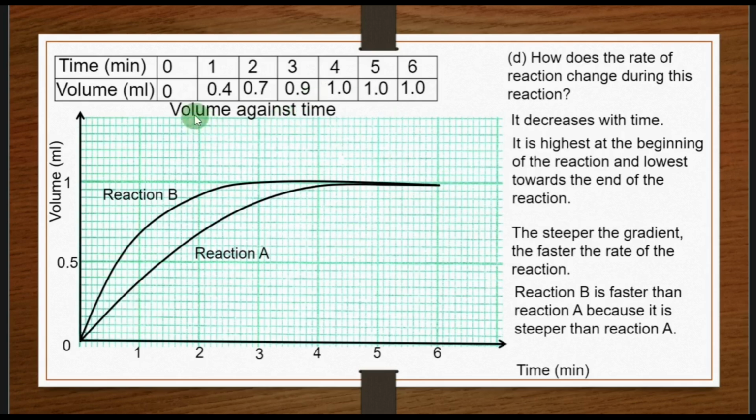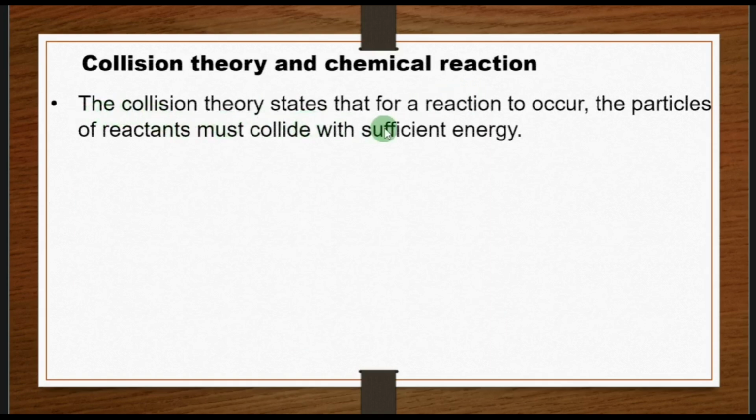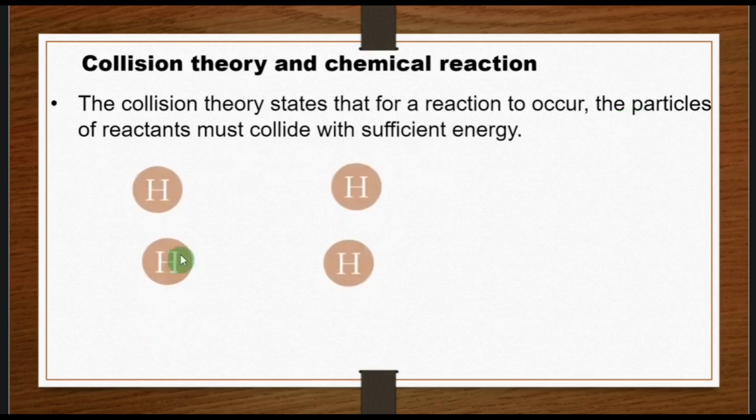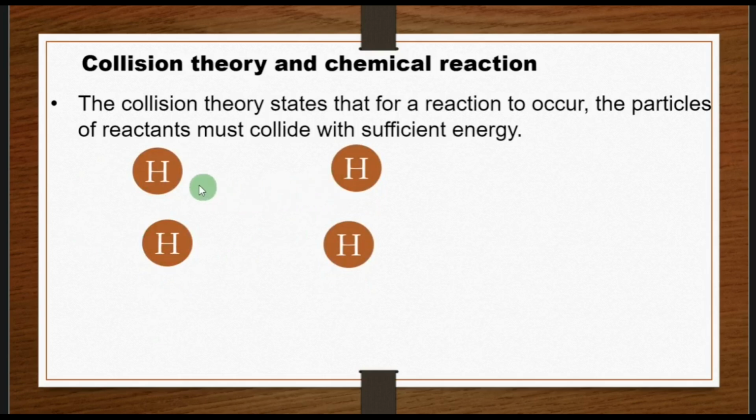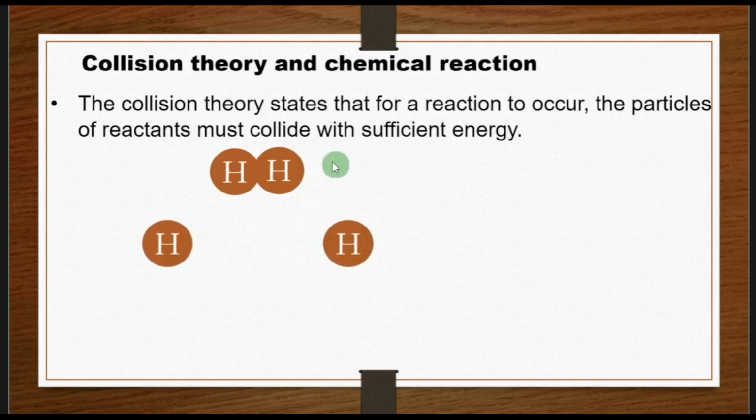Now, let's look at what is known as the collision theory and chemical reaction. So what does it say? Collision theory states that for a reaction to occur, the particles of reactants must collide with sufficient energy. So let's say we have these particles of hydrogen atoms here. When they are reacting maybe to form hydrogen gas, these must collide like that. Now these have failed to collide, these have collided and joined. So a reaction cannot occur unless these particles collide.